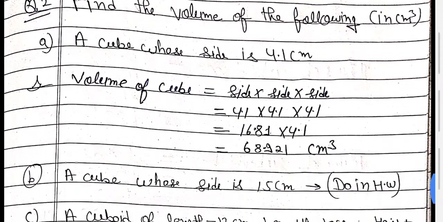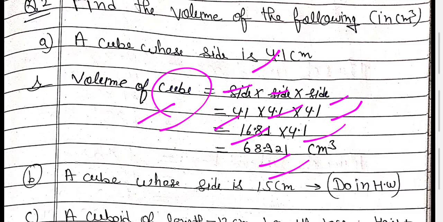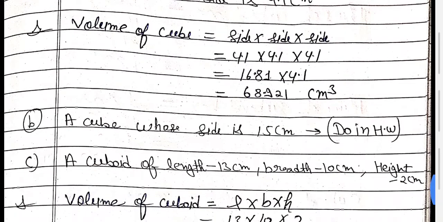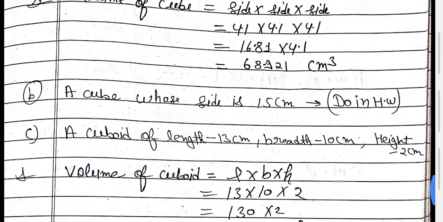So find the volume of the cube. Side is 4.1, so volume of cube is equal to side into side into side. Just put the value 4.1, 4.1, 4.1. When you multiply, you get 16.81 into 4.1. Again you multiply, you get 68.921 centimeter cube. So volume of cube is 68.921 centimeter cube. B part you have to do by yourself in homework because this is the same.